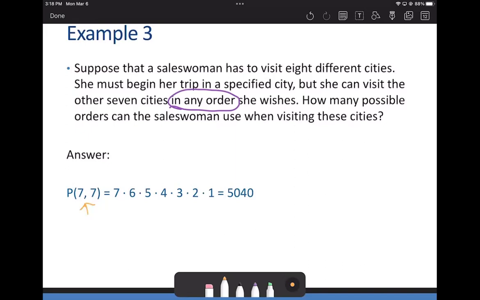So why do you think it is permutation of 7 taken 7? How did we arrive to this formula or solution? Any idea? Anyone? So can I call on, aba, may nag-leave. Jala? Bakit siya permutation of 7 taken 7?